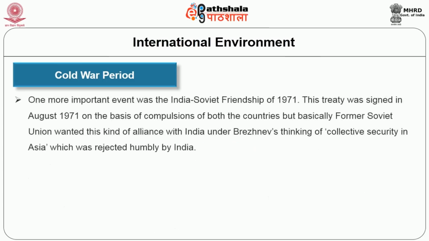One more important event was the India-Soviet Friendship Treaty of 1971. This treaty was signed in August 1971 on the basis of compulsions of both the countries.